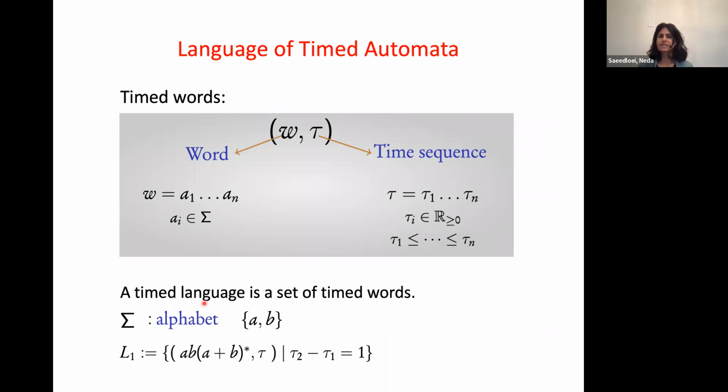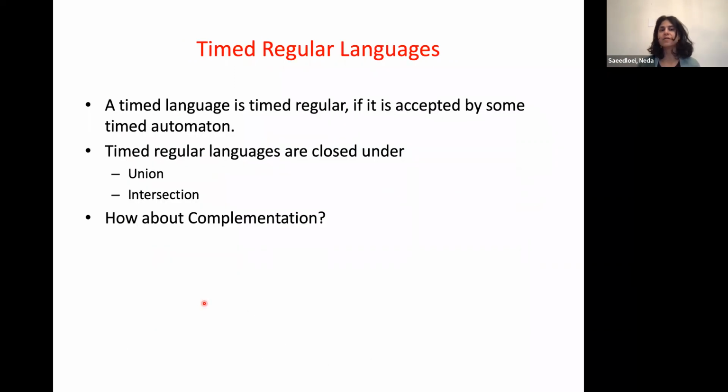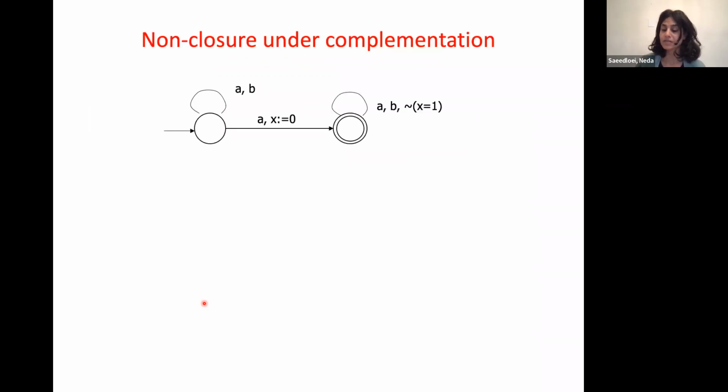Now we want to talk a little bit about the relation between all these and the language of a timed automaton. We previously talked about timed languages, and we said a timed language is timed regular if it is accepted by some timed automaton. It turns out that timed regular languages are closed under union and intersection. But how about complementation? Why is complementation so important?